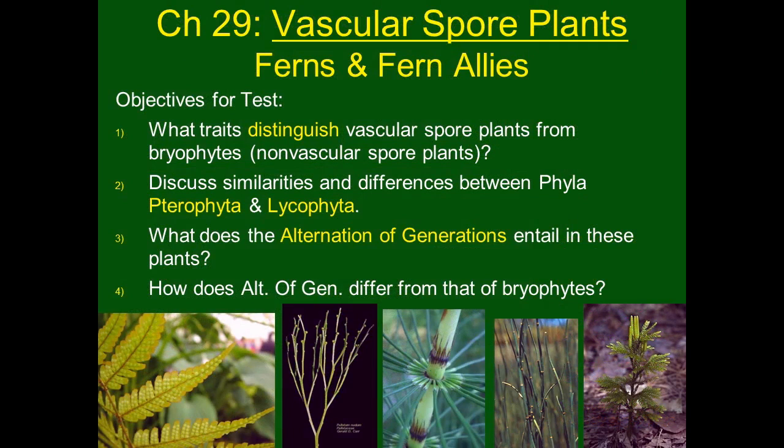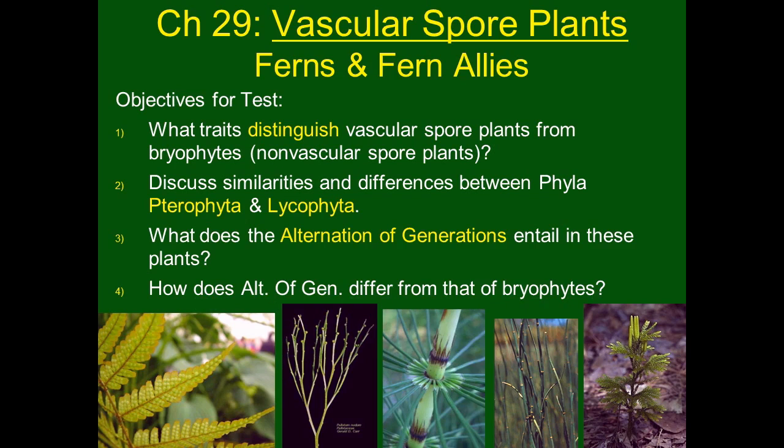In Chapter 29, we have the Vascular Spore Plants, which are ferns and fern allies. Your objectives for your test are: number 1, what traits distinguish vascular spore plants from bryophytes, the non-vascular spore plants? 2, discuss similarities and differences between phyla Pterophyta and Lycophyta. 3, what does the alternation of generations entail in these plants? And 4, how does alternation of generations differ from that of bryophytes?